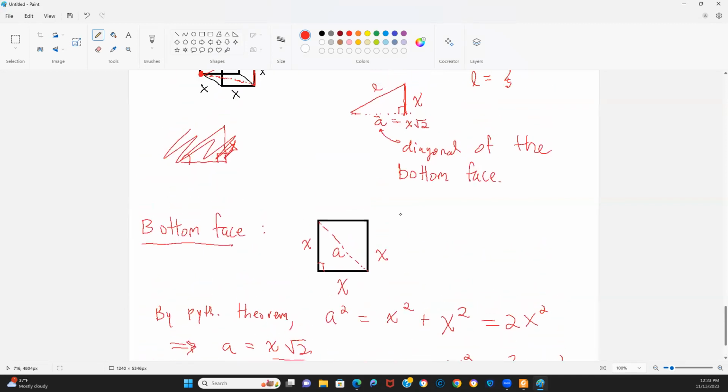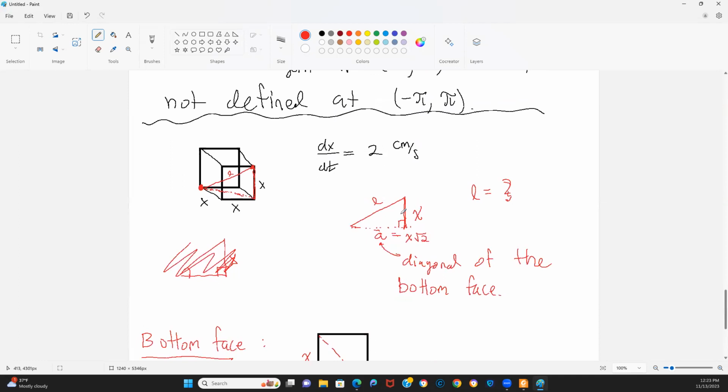All right, now what we want, so this is what we have, right? Sorry, we didn't start with what we have. What we want is dL/dt. What is this equal to when, let me pull up the problem.